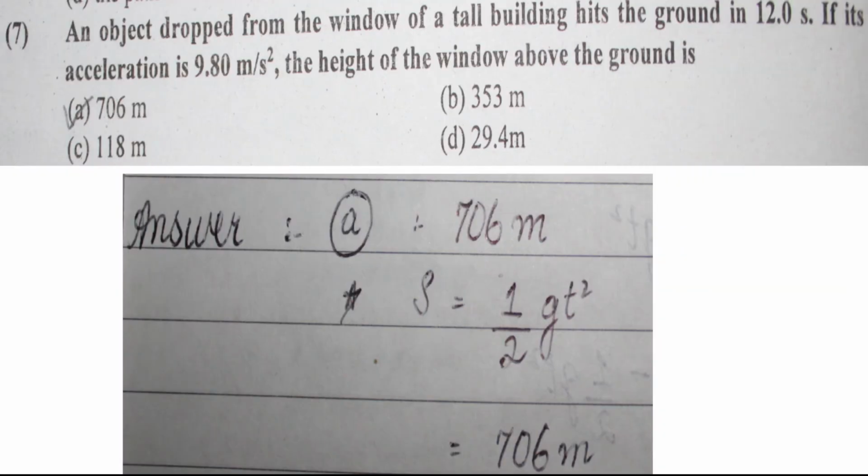Next question is, an object dropped from the window of a tall building hits the ground in 12 seconds. If its acceleration is 9.80 meters per second squared, the height of the window above the ground is. So we are going to use the formula S equals half g t squared. By putting all the values that are given in the statement, you're going to get the final answer, that will be 706 meters, option A.